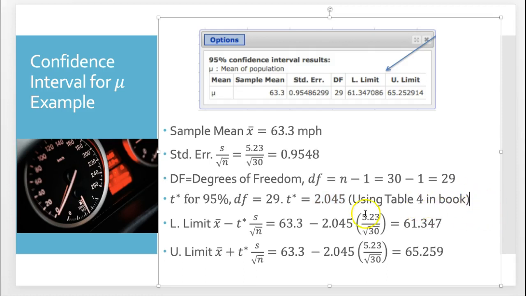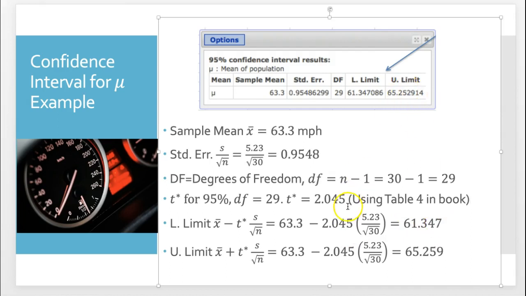Therefore, in calculating the upper and lower limit, they did the sample mean. For the lower limit, they did the sample mean minus this product here, the standard error times T star. So we get 63.3 minus T star times the standard error. Don't forget your order of operations. Make sure to multiply first, then subtract off that quantity. If you subtract these first, you're completely wrong. Don't forget PEMDAS in your calculations here. We get that number there.